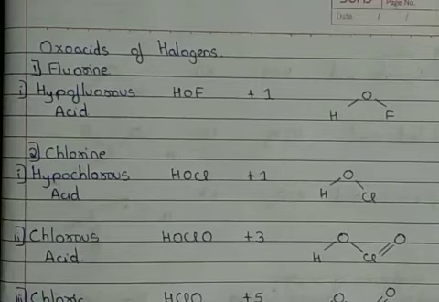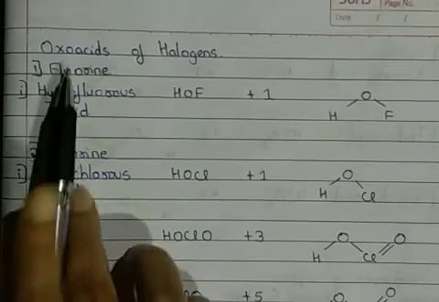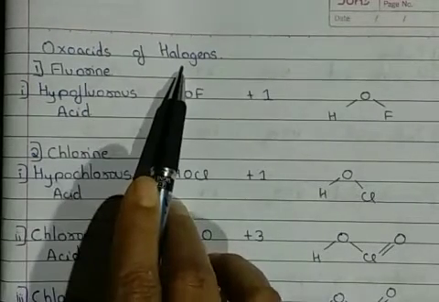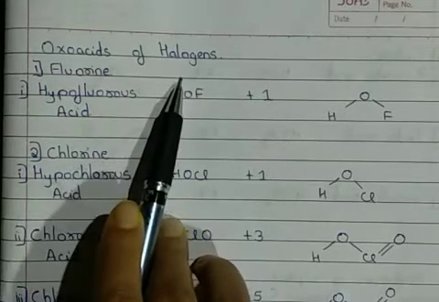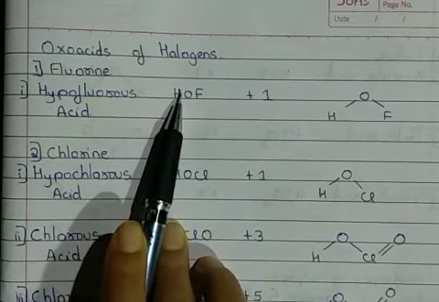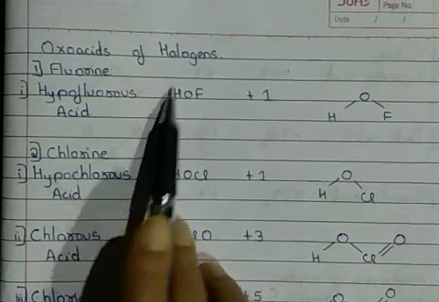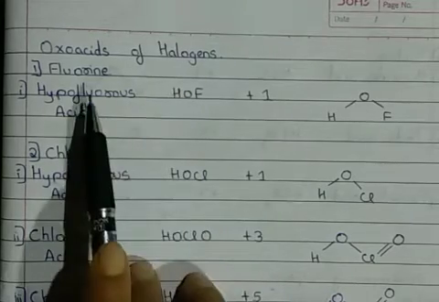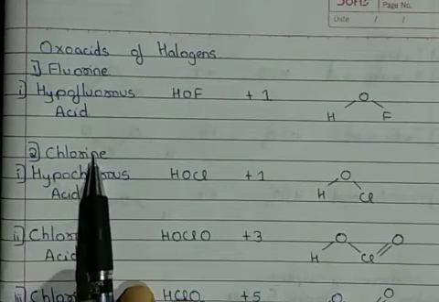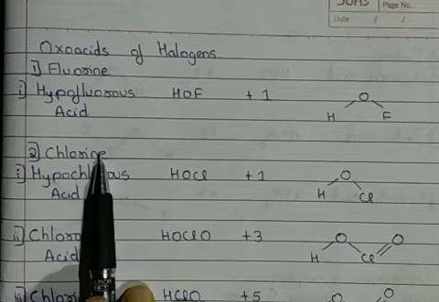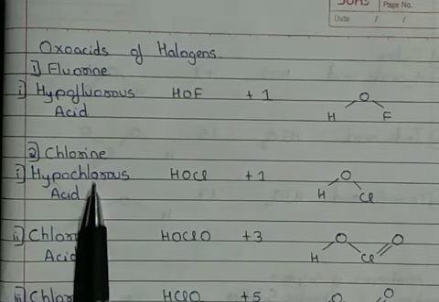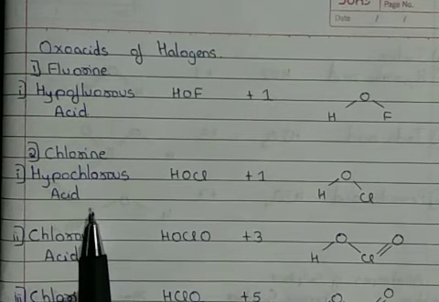Now after oxoacids of sulfur, we have oxoacids of halogens. Now in this, halogens means we will be having all the four halides, that is fluorine, chlorine, bromine as well as iodine. Now halogens form several oxoacids, but of them only 4 oxoacids have been isolated in pure form. Those are hypofluorous acid, perchloric acid, iodic acid and metaperiodic acid.